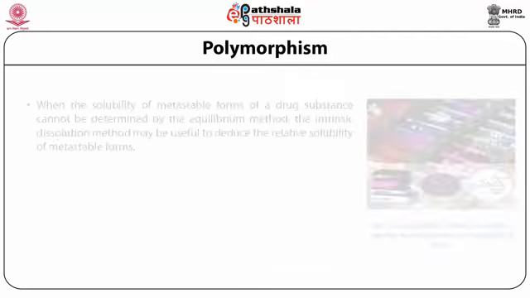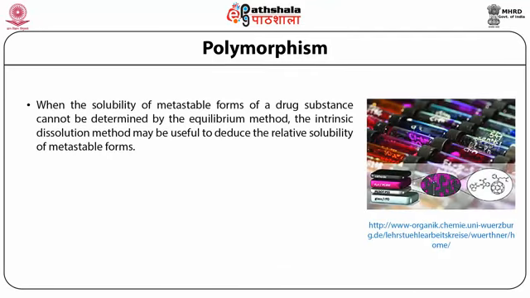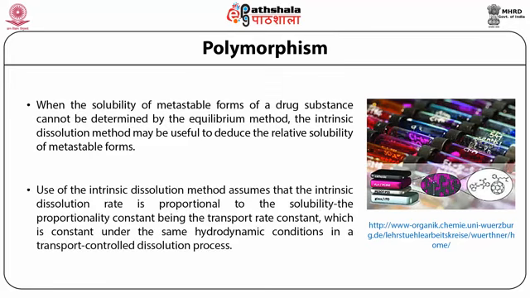When the solubility of a metastable form of a drug substance cannot be determined by the equilibrium method, the intrinsic dissolution method may be useful to deduce the relative solubility of metastable forms. Use of the intrinsic dissolution method assumes that the intrinsic dissolution rate is proportional to the solubility, the proportionality constant being the transport rate constant, which is constant under the same hydrodynamic condition in a transport controlled dissolution process.